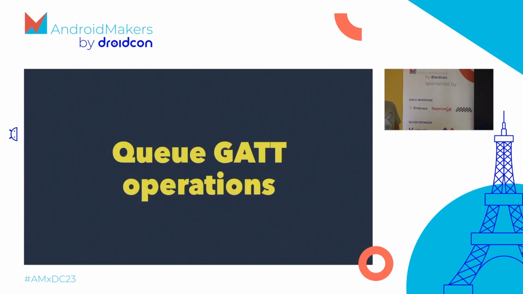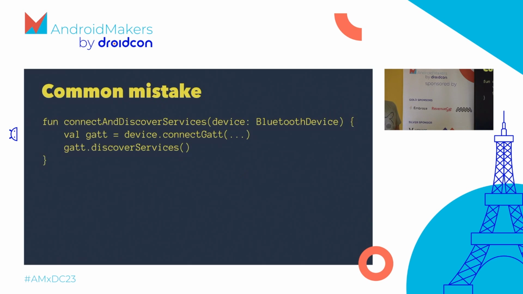How do you queue operations? A common mistake is that you connect, and then immediately you call discover services. And sometimes it works, and sometimes it doesn't. That is because you're not connected yet. So for every Bluetooth GATT operation, connect, read, write, etc., you need to wait for the callback to occur. How can we do that in a safe way?